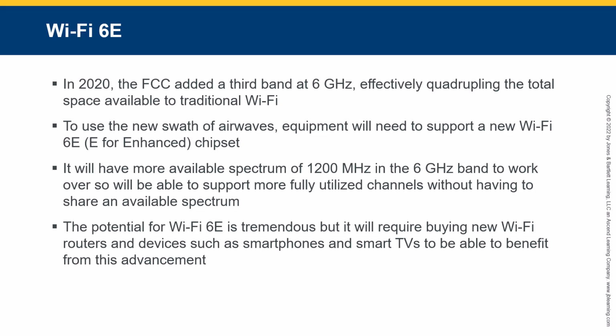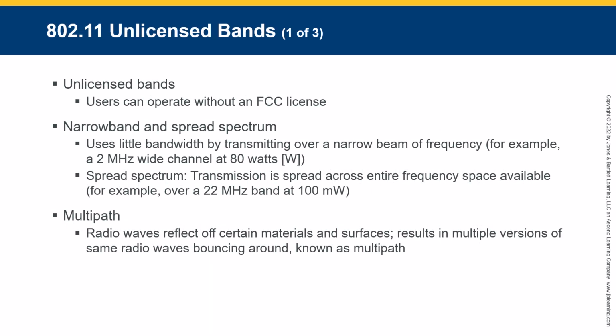So again, as we grow with these understandings of different frequencies and bands, recognize that the FCC controls and regulates them. So here we have unlicensed bands. Again, with all unlicensed bands, users can operate without the appropriate license. They are not required to have a license when using the open or unlicensed bands. Narrow bands and spread spectrum bands do exist. Narrowband will use little bandwidth by transmitting over a narrow beam for a frequency. For example, a 2 megahertz wide channel at 80 watts.